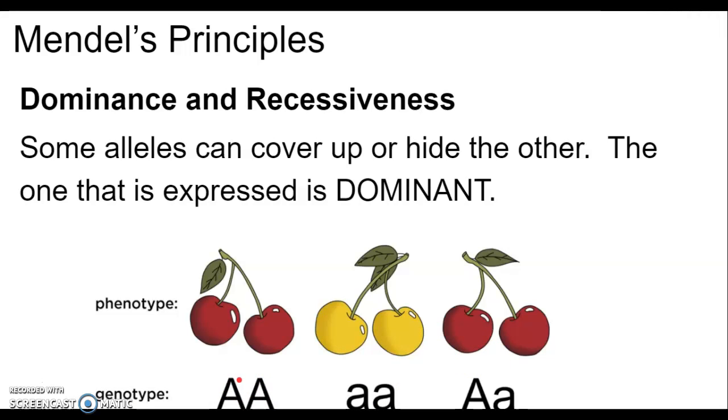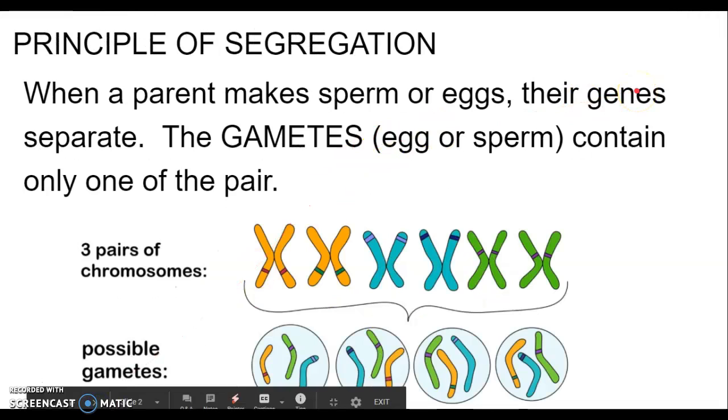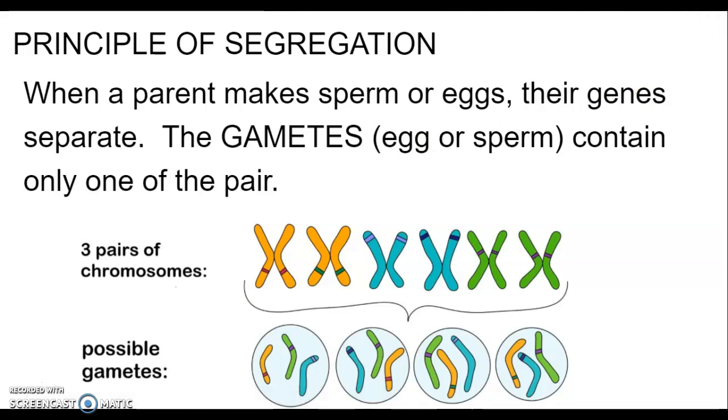Since we can't show what the gene actually looks like, we use a capital letter to represent the dominant allele, and we use a lowercase letter to represent the recessive allele. The idea is that when a parent makes sperm or eggs, their genes separate. So the gametes only have one of the pair. When you have these 3 pairs of chromosomes, you can see them here, the possible gametes are only going to have half of that information.